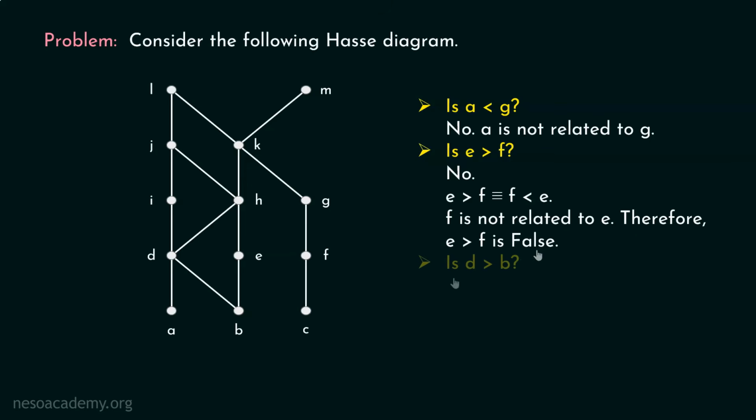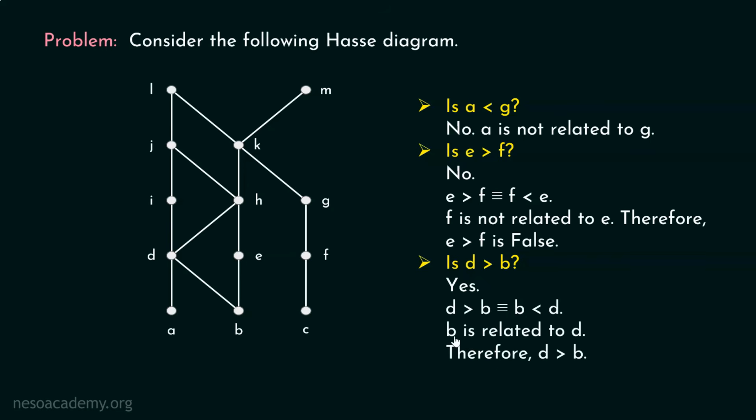As simple as that. Is it true that D is greater than B? Or in other words, is it true that B is less than D, or B is related to D? You can see that B is actually less than D. There is an edge, there is a path from B to D. Also, B is below D. Therefore, B is less than D or D is greater than B. Yes, this is true. D greater than B is actually equivalent to B less than D. B is related to D, therefore D is greater than B.